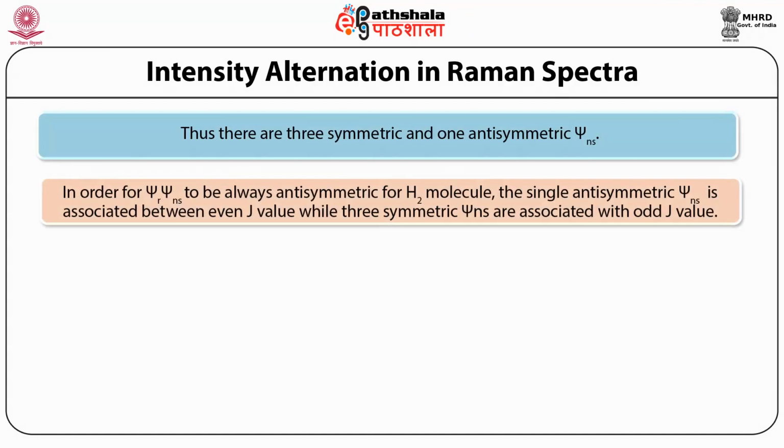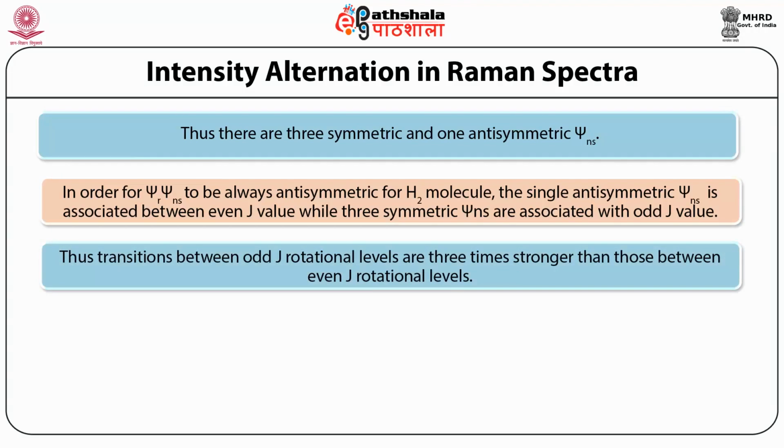In order for psi r, psi ns to be always antisymmetric for the hydrogen molecule, the single antisymmetric psi ns is associated with even J value, while the 3 symmetric psi ns are associated with odd J value. Thus transitions between odd J rotational levels are 3 times stronger than those between even J rotational levels.